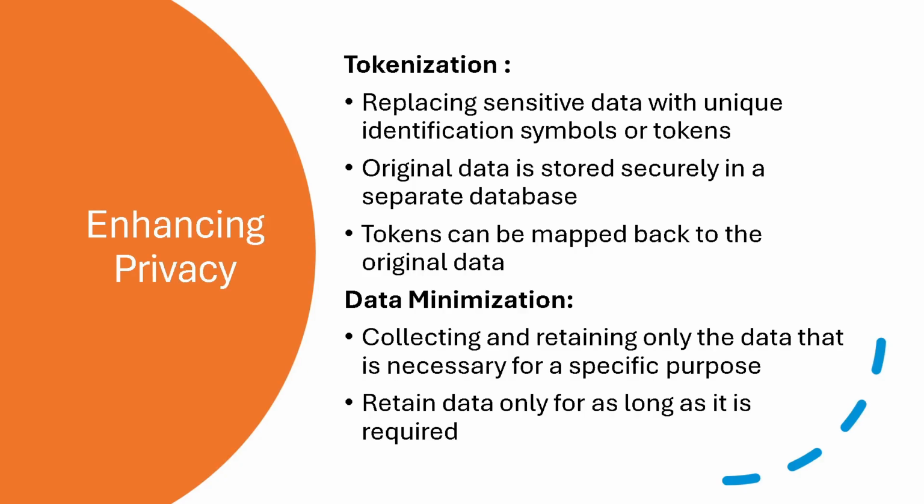Tokenization. Tokenization is a process of replacing sensitive data with unique identifier symbols or tokens that retain the essential information without exposing the original data. The original data is stored securely in a separate database, and only the token is used in the operational environment. These tokens can be mapped back to the original data only by an authorized system or personnel.